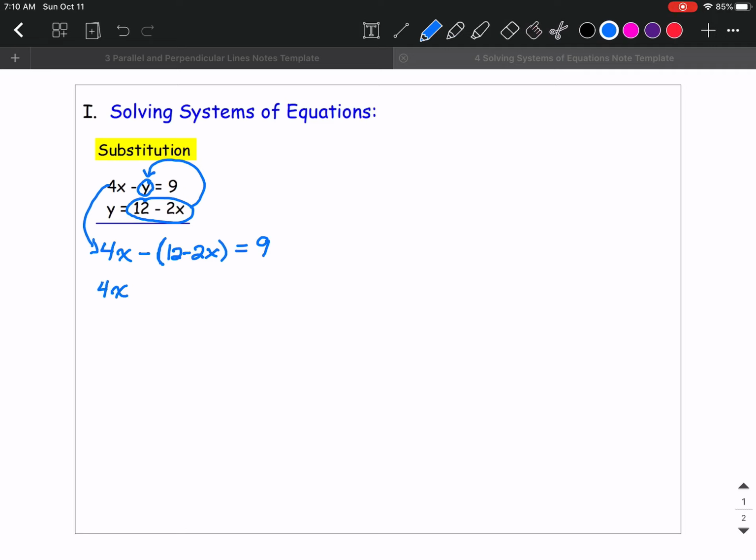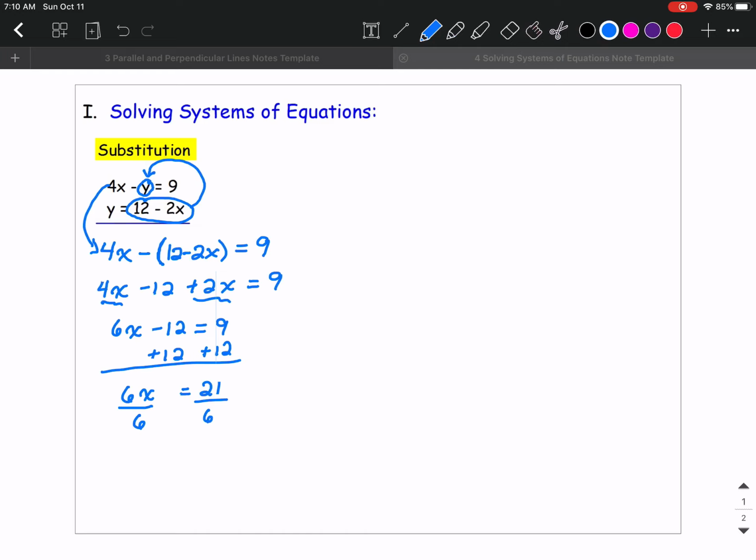So I'm going to distribute my negative. Then we combine like terms, so we have 4x plus 2x. That's going to give us 6x minus 12 equals 9. We're going to add the 12 to both sides of the equation so we can isolate the x. We have 6x equals 21. Now to get x by itself, we divide both sides by 6.